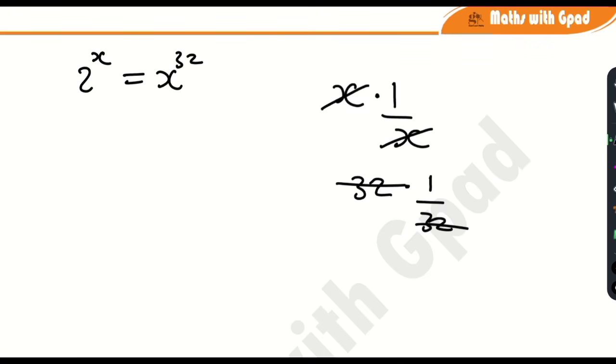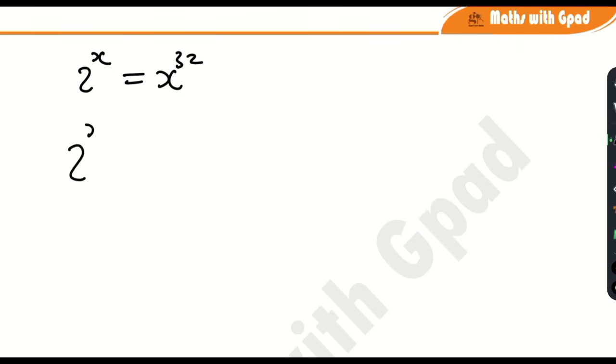Now, you cannot just multiply x by 1 over x and multiply this by 1 over 32. That would be wrong, because whatever you do on one side of the equation, you must also do on the other side of the equation. So it means that we have to multiply both powers by the LCM of x and 32, which is 32x. So we're going to have 2 raised to the power x times 1 over 32x is equal to x raised to the power 32 times 1 over 32x.